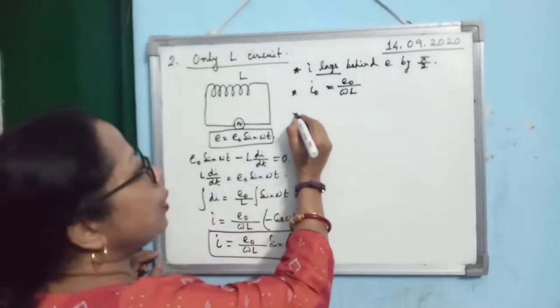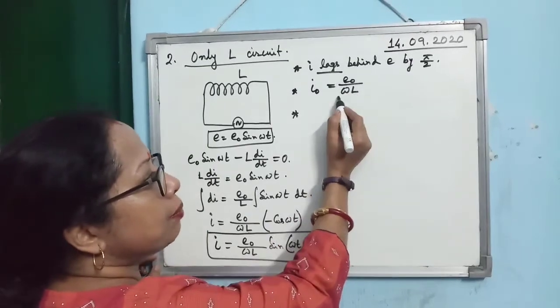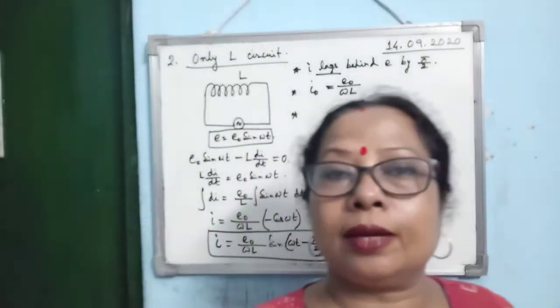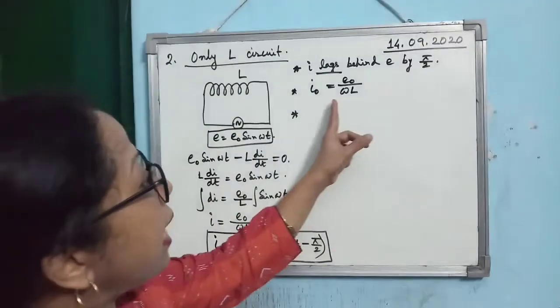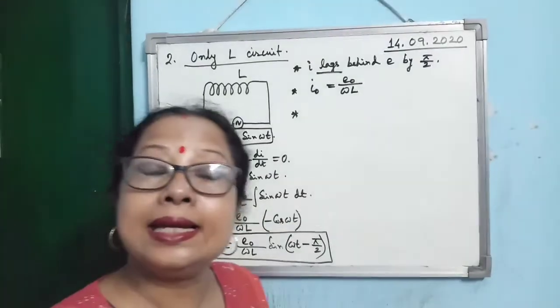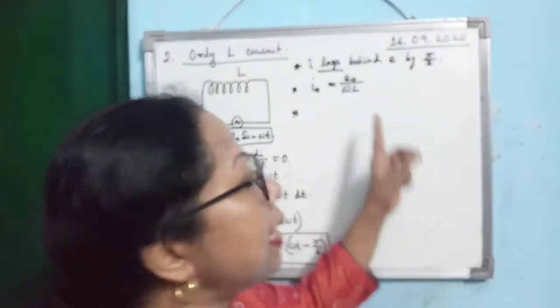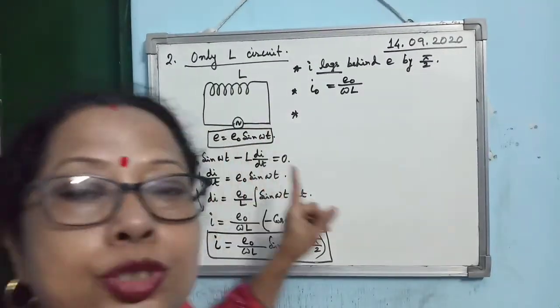Alright, now we know. So the peak value of the current, how have we got it? Peak value of the EMF by omega L. According to our concept, we know current is EMF by resistance. So what is the dimension of omega L? It is resistance, or simply we can say omega L is the resistance offered by the inductor to the current.